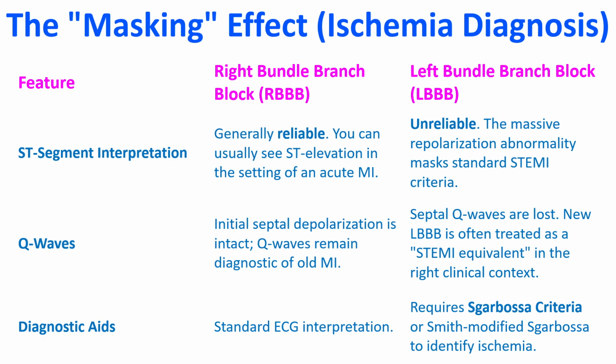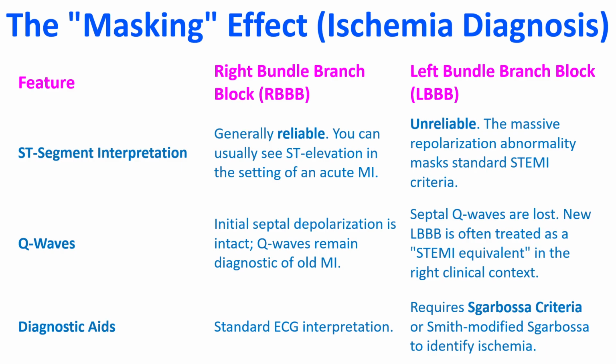Ischemia masking effect is probably the most critical distinction for acute care. ST segment interpretation is generally reliable in right bundle branch block. You can usually see ST elevation in the setting of an acute MI. In LBBB, it is unreliable. The massive repolarization abnormality masks standard STEMI criteria.